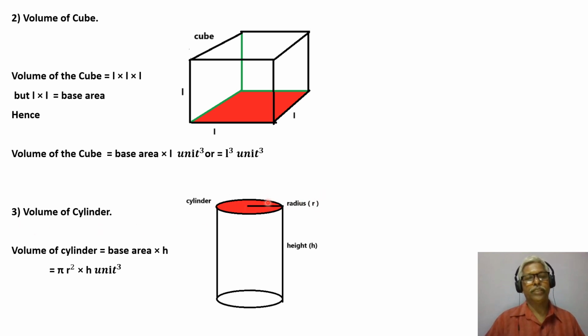And the third one is volume of a cylinder. Cylinder has this circular base, and this is the height, which is H. The volume of cylinder will be base area into H. Base area of this will be pi r square, the area of the circle, into H, which is this height. So volume of cylinder will be pi r square into H unit cube. Do represent these units. We will use all these three formulas in actual problems.